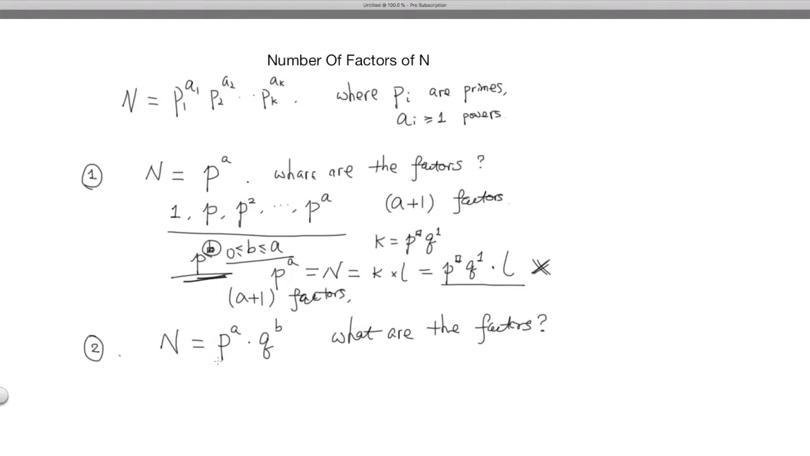If you focus on just the factors in the form of p to the power, let's say k, we know from example 1 that the factors are 1, p to the 1, p squared, all the way to p to the a. That's a plus 1 factors. Similarly, for q to the b, there are 1, q to the 1, up to q to the b, b plus 1 factors.